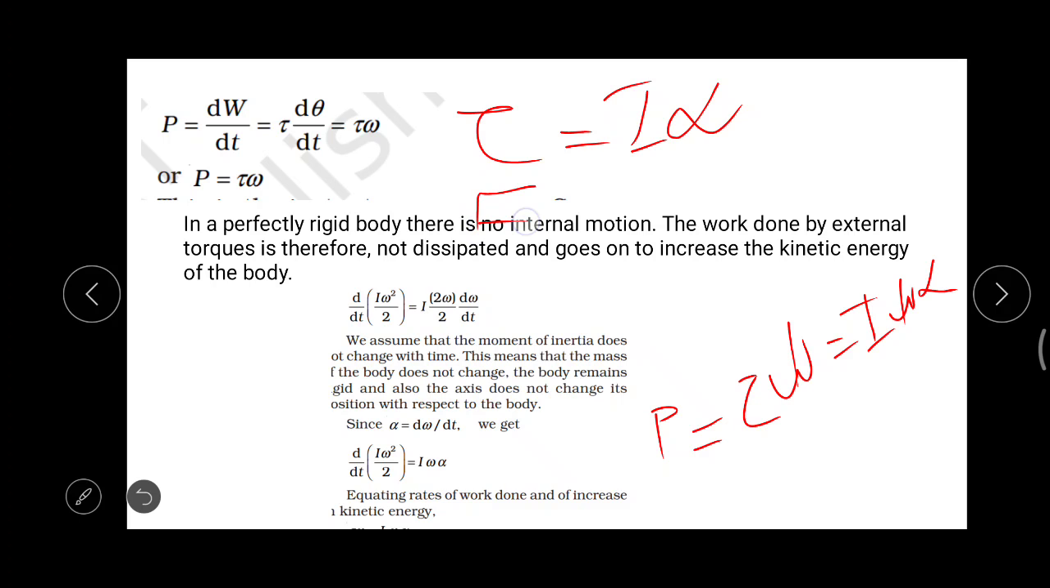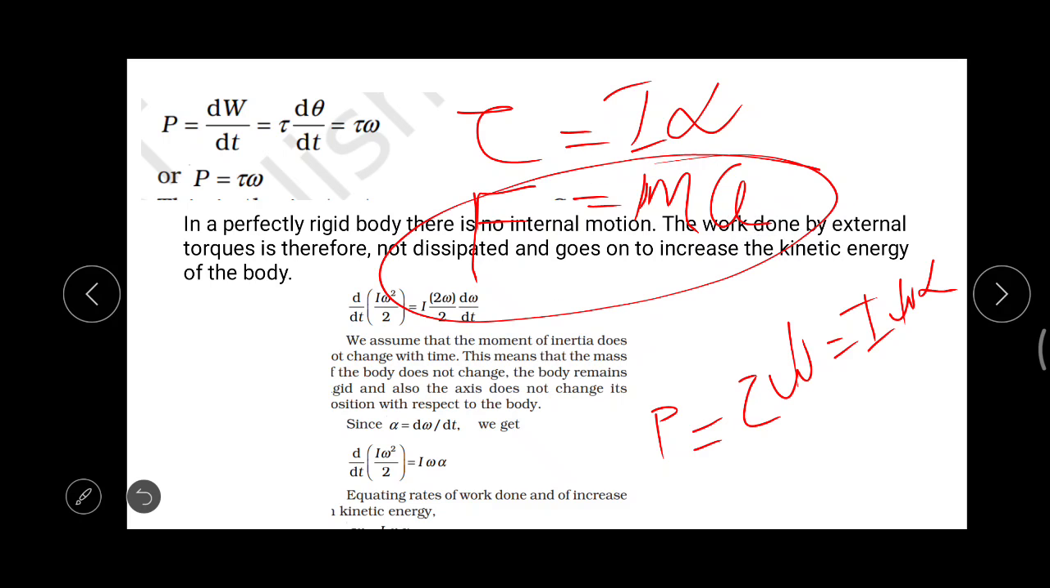Now rewrite this in terms of linear motion. Tau becomes F, and instead of I in linear motion we have m, and alpha becomes a. F is equal to m a, that is Newton's force law. So tau is equal to I alpha is the analog of Newton's force law in rotational motion.